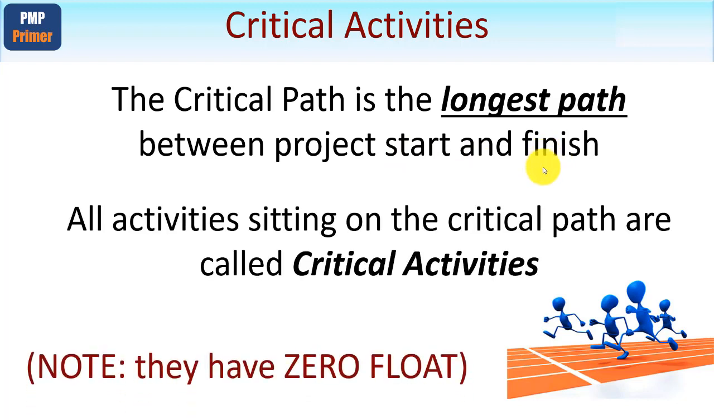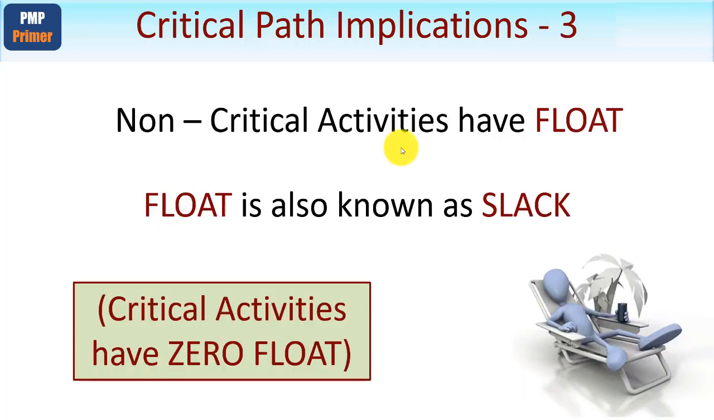So all of the activities sitting on the critical path are called, naturally enough, critical activities. And a little note here for when we cover float: by definition, a critical activity has 0 float. Now, non-critical activities have this thing called float, and you'll also find it referred to as slack. And to really drum this in, critical activities have 0 float.